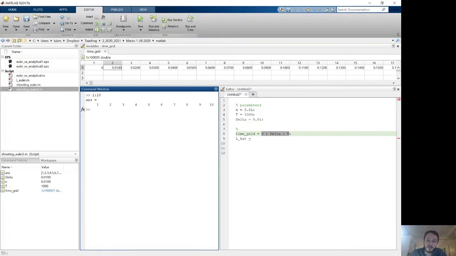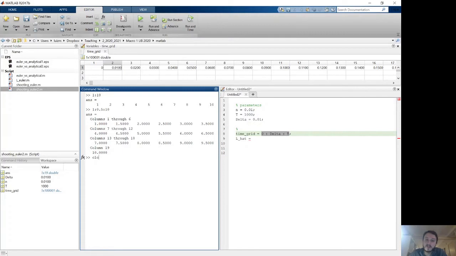Let me show you here. If I want to have from 1 to 10 with, for example, 1, 1.5, 2, 2.5, 3, 3.5, I use this: the initial value, colon, the step size, which is the name they call it, and the last value. So if I do this, I get 1, 1.5, 2, 2.5, 3, etc.